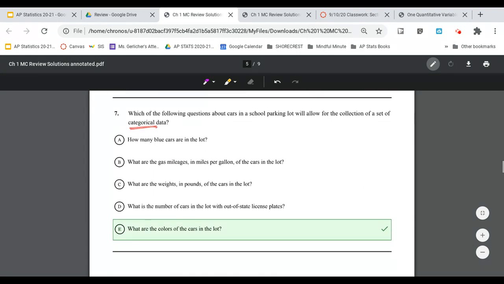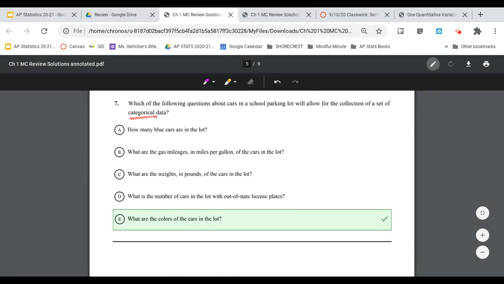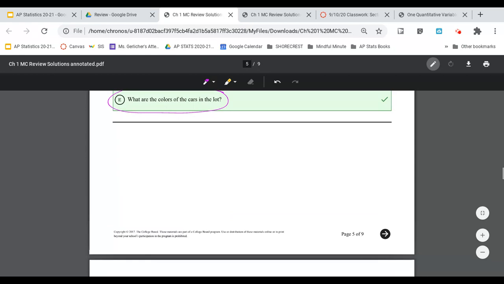Okay, for 7, the key here was categorical data. So think about, if you were to ask these questions, what kind of answers would you get? How many blue cars would be a number of cars. Gas mileage would be a number, whatever, 20 miles per gallon. Weights in pounds, that'd be a number of cars. Here's where we hit a category. Colors of the cars in the lot. So the answer is E.